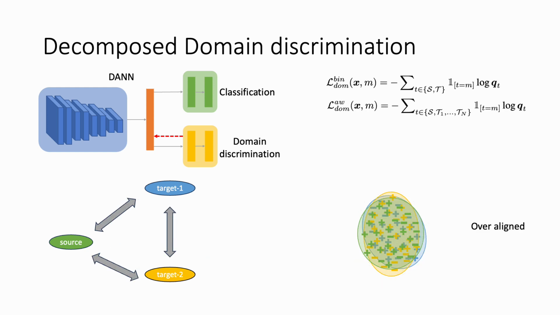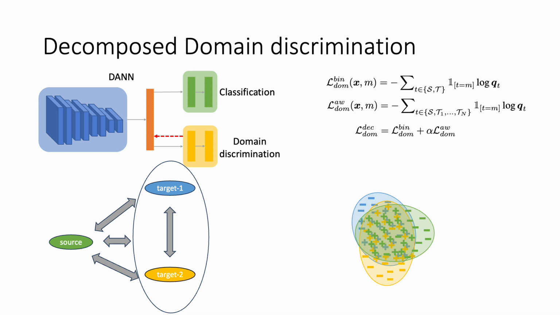In the second case, we view each domain as independent from the others and align them all together, which we call all-way domain discrimination. However, since each domain has domain-specific features that are not supposed to be aligned with other domains, all-way domain discrimination can lead to over-alignment. To achieve the balance, we propose decomposed domain discrimination, using a single domain discrimination head to trade off binary domain alignment and all-way domain alignment with an alpha parameter to properly align the domains.